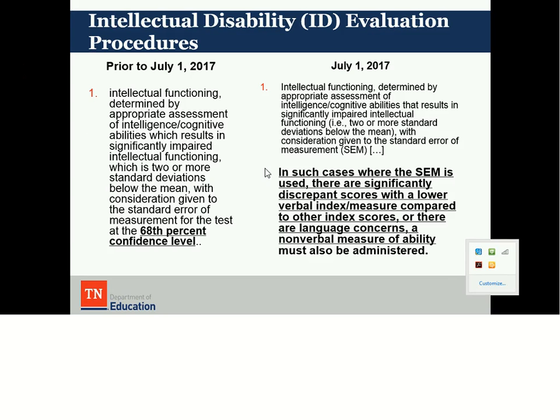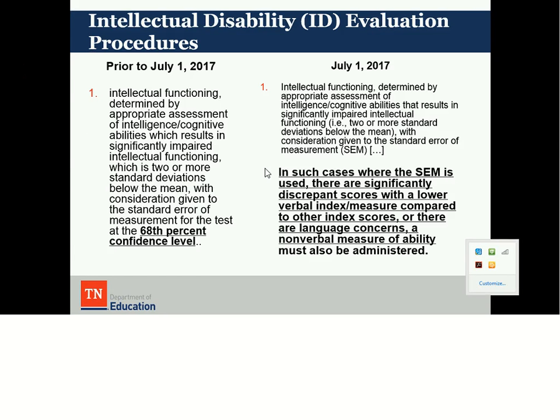While we're still talking about significantly impaired functioning at 2 or more standard deviations below the mean with consideration of the standard error of measurement, what was removed is that it previously stated at the 68% confidence level. That actually is no longer published on most assessment tools, and that's why it was removed, and we left that up to the discretion of the team as far as the confidence level. What we recommend is at least over 98%.